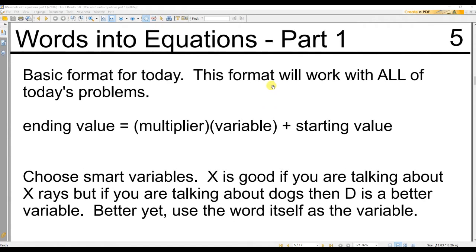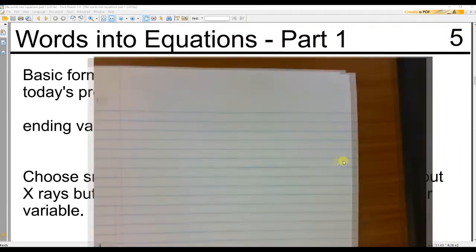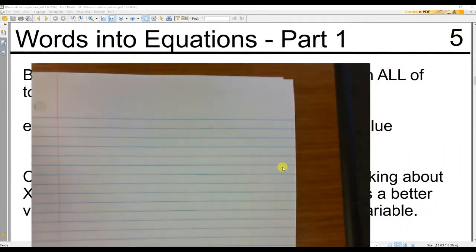All right, so let's get our notes ready to go. You can start with your name. And Words into Equations Part 1. So, name.